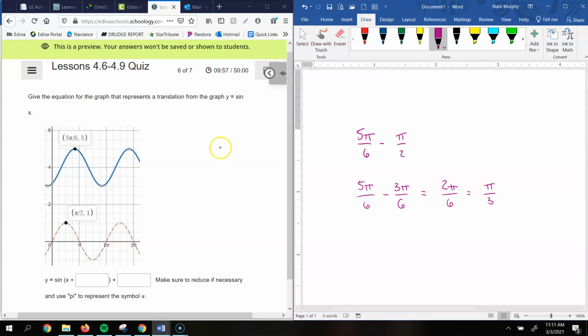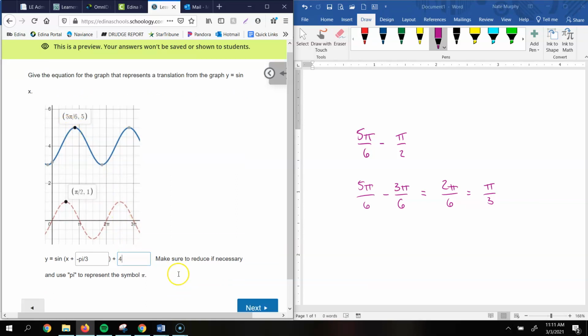So that means it's moved to the right pi over 3 units. Now you got to be careful. If it's moved to the right pi over 3 units, that means that in our equation, it's going to be x minus pi over 3. So since we have a plus here, we need to put in a minus. And then I'll just type in the words pi divided by 3. And then it's moved up from this value here, where y would be 1. It's moved up to 5, so it's moved up 4 units. So we would put just 4 there.